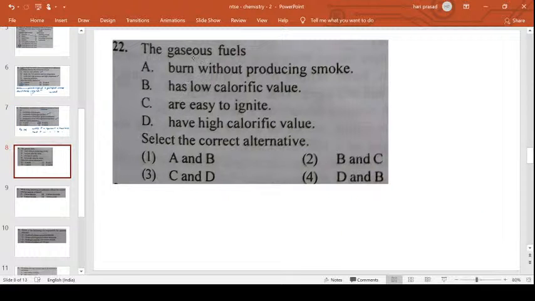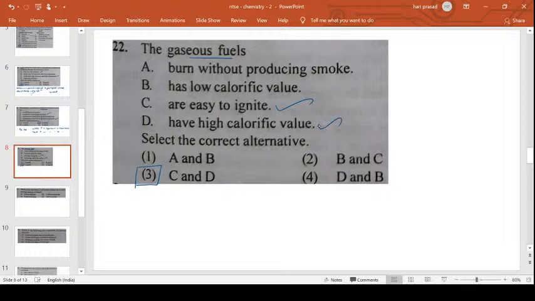Now, here gaseous fuels. Gaseous fuels in the sense transporting is very easy. Then it undergoes combustion easily, and it is giving high calorific value.